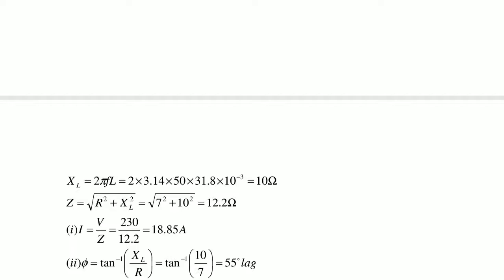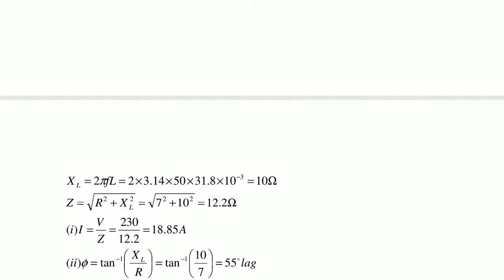Generally, many members write I is equal to V by R. That is wrong. We can write V by Z only, not V by R. V is the supply voltage, not the resistance drop voltage. So the total supply voltage divided by the impedance gives the current. Some members make this mistake in exams.